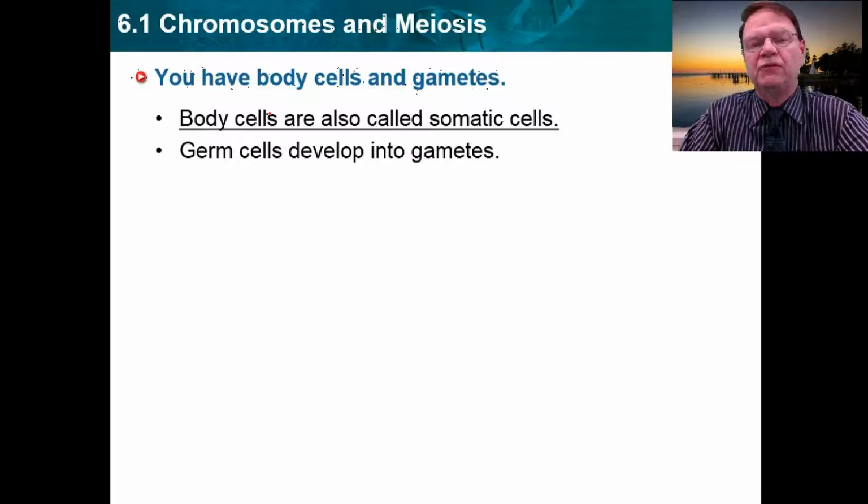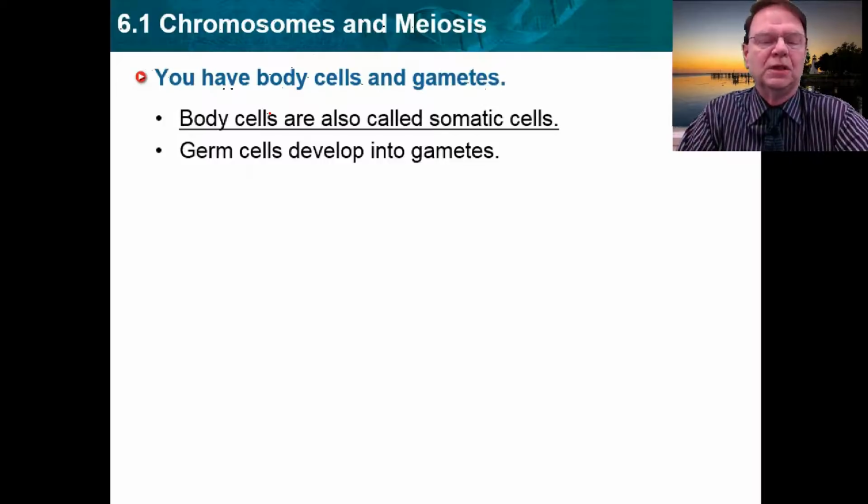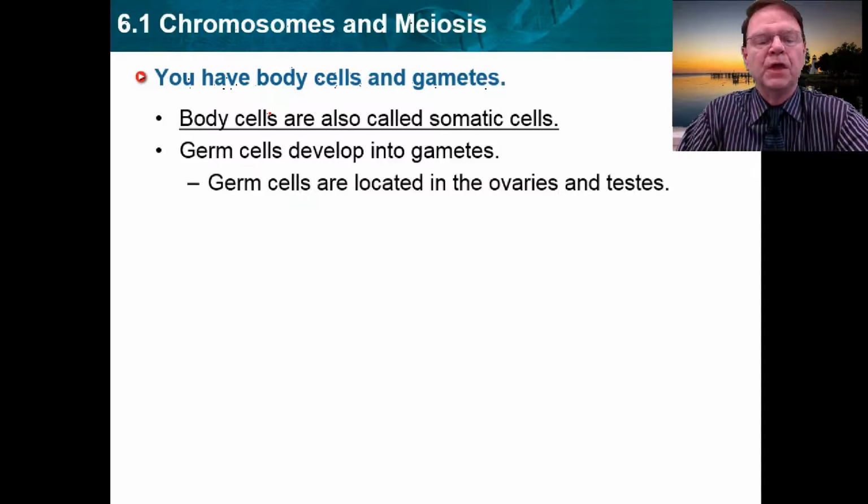Germ cells that are found in your reproductive organs eventually develop into these gametes. They're sometimes referred to as germ-line cells. So these germ cells are located in females, in ovaries, and in males, in testes. And this is true in fish, in reptiles, and amphibians, and certainly in mammals, and in you and me.